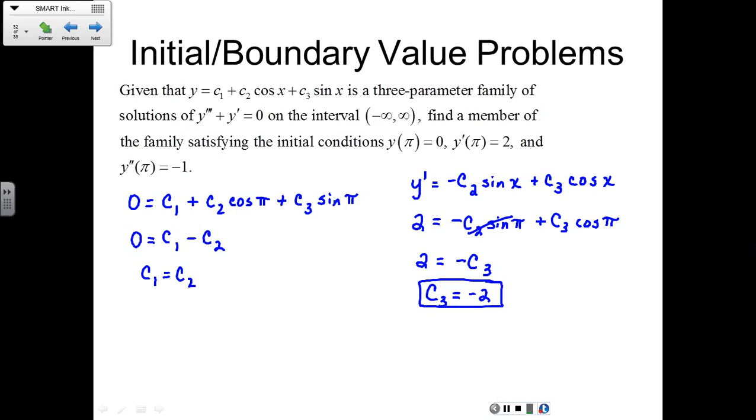We got a solution there. C3 is equal to negative 2. Okay, one more deal then. Y double prime. Take the derivative of this right here. The derivative of that one's going to be minus C2 cosine x, and the derivative of the C3 cosine would be minus C3 sine of x.